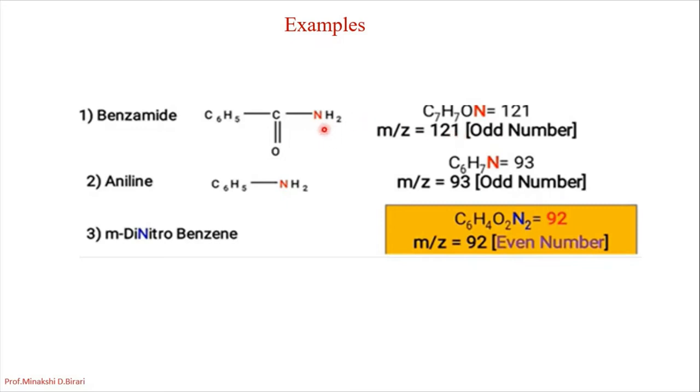If we consider this example, only one nitrogen is present, an odd number of nitrogen atoms, and the m by z value is also an odd number. M by z value 121, number of nitrogens odd, molecular mass also odd. Second example, aniline, C6H5NH2, number of nitrogens 1, molecular formula C6H7N, mass 93, m by z value 93, that is also an odd number.